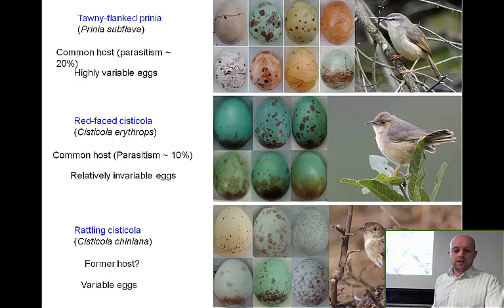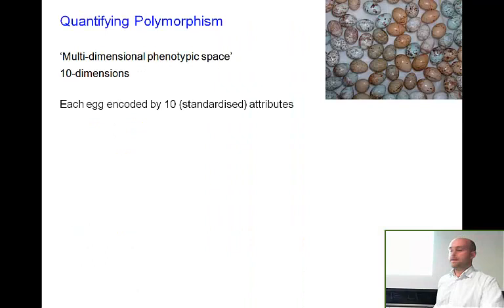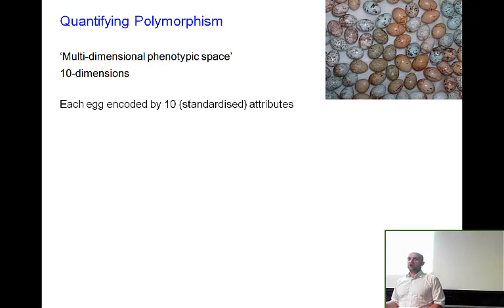So it's possible it's actually beaten the cuckoo finch at our site. So one of the first things we needed to do was to actually quantify the degree of polymorphism in each of these species, because it's all very well and good to look at them and say this one's more variable than another, but we need to actually put a number on this in terms of bird vision.